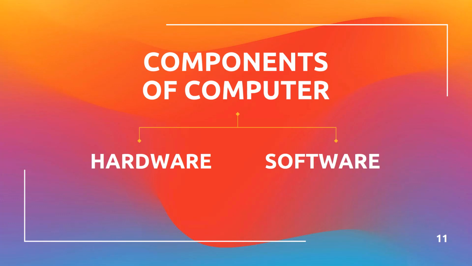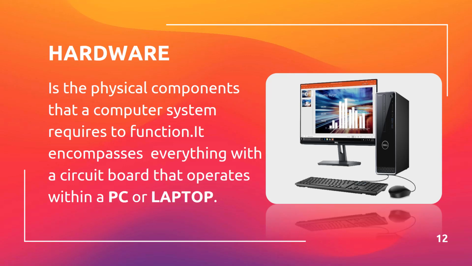There are two components of a computer: hardware and software. Let's talk about hardware. It's the physical component the computer system requires to function. It is something you can touch, kitu ambacho unaweza kugusa. It includes everything with the circuit board that operates within a PC or personal computer or laptop. The circuit board means a specific system which has a specific circuit in order to do its function.